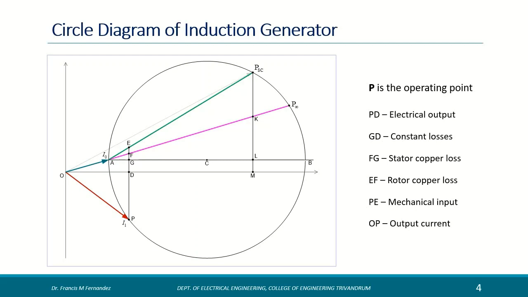The total length of the line PE will be the mechanical input. From the values we can calculate the efficiency and other parameters. The output current is represented by OP.